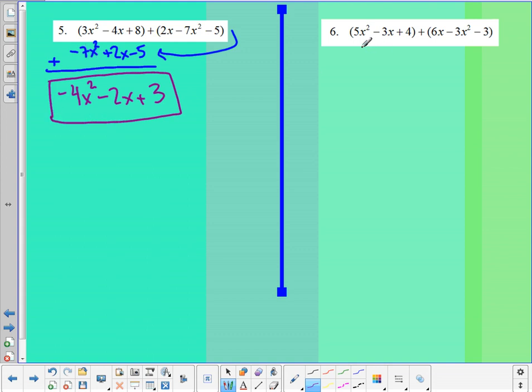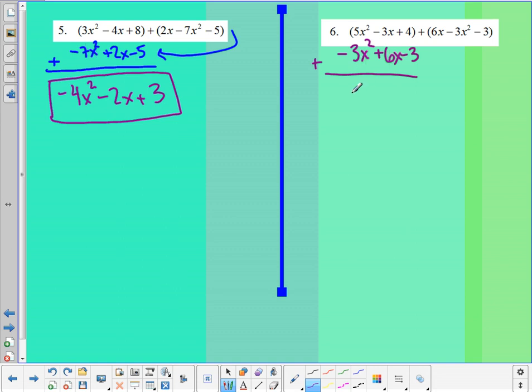Let's take a look at number 6. In number 6, if I line these up vertically again, I'm going to take the negative 3x squared and put it under the square term. Oops, negative 3x squared. There we go. Then I take my x term and put it underneath the x. Take the constant, put it underneath the constant. Notice my like terms are lined up. Same variable, same variable, same variable. So I put them together.